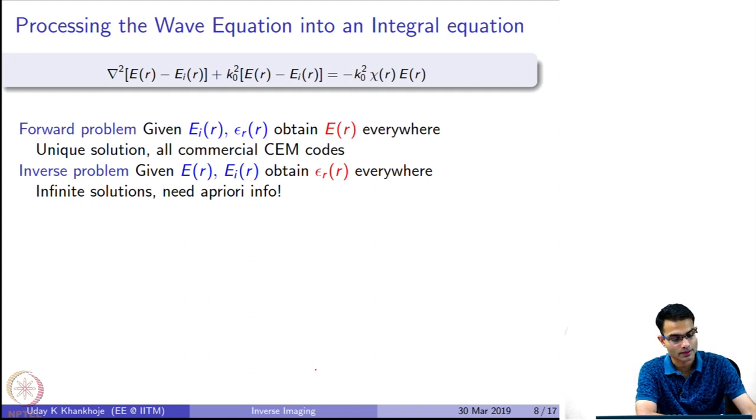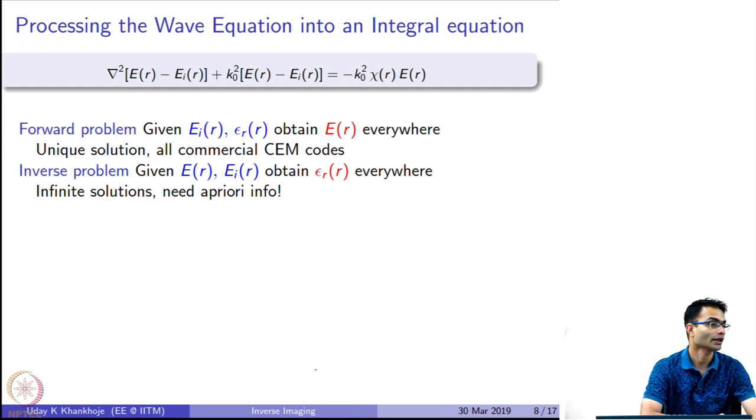And this is a real challenge of this problem. The forward problem gives me unique solutions, and the inverse problem on the other hand has infinite solutions, and we will see mathematically why there are infinite solutions. So imagine why this is a challenging problem. You have infinite possible values of epsilon r which are giving you the same scattered field. That is what infinite solutions means.